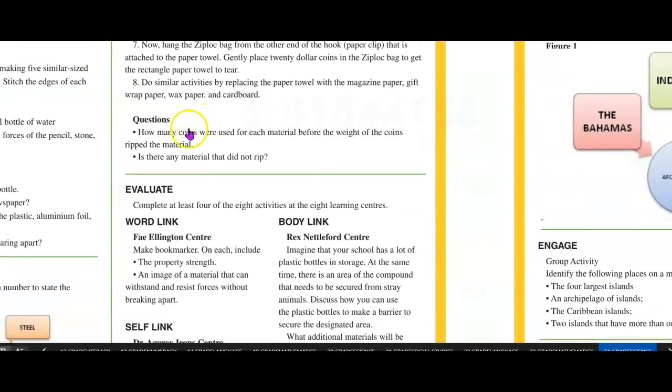Questions. How many coins were used for each material before the weight of the coins ripped the material? Is there any material that did not rip?